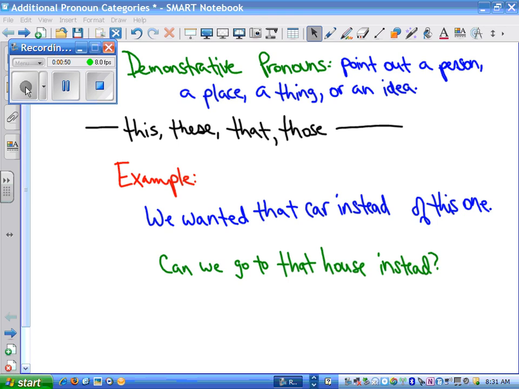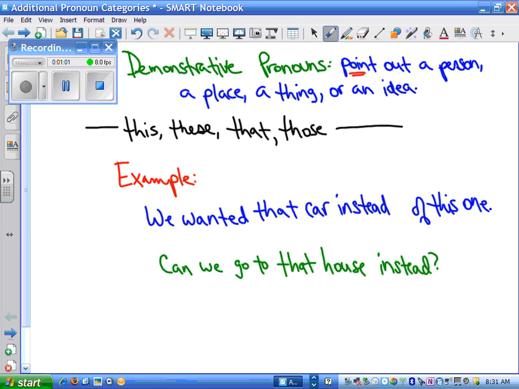So let's start with demonstrative pronouns. These point out a person, place, or thing, or an idea. They point out things. That's the important part to see. So the pronouns like this, these, that, and those. So our example sentence, right? We wanted that car instead of this one.